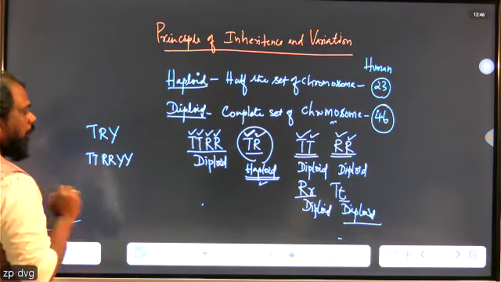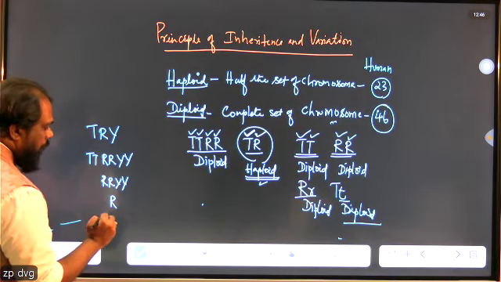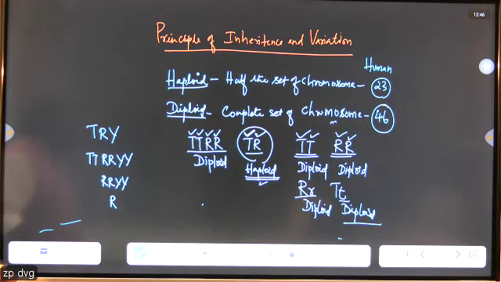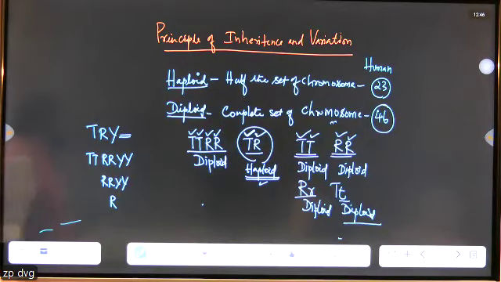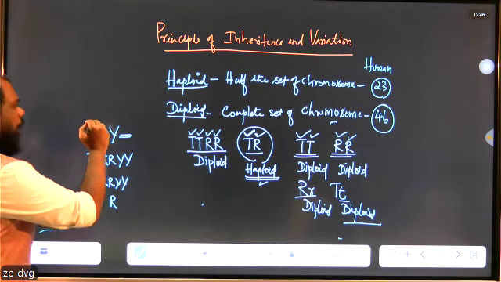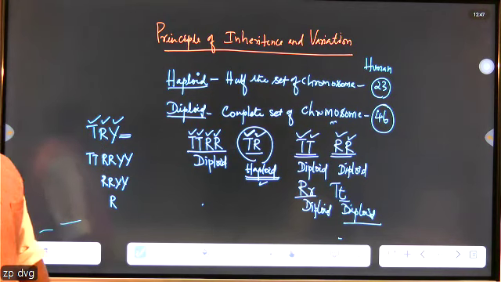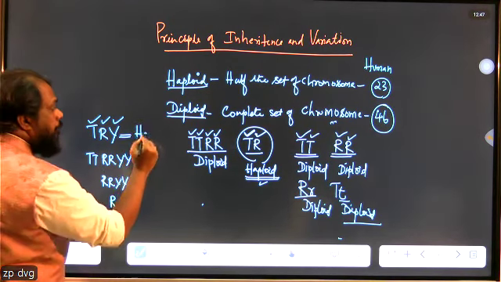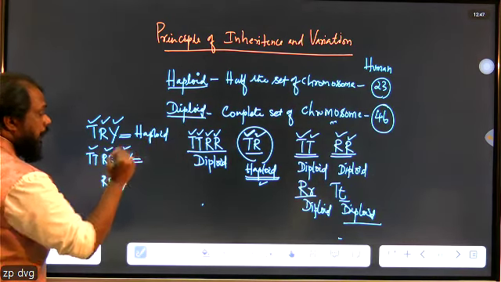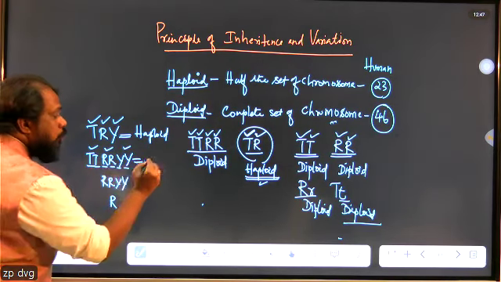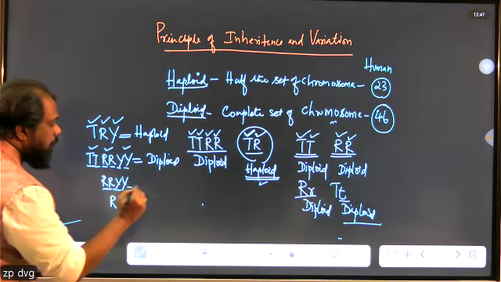Okay. Now tell me, capital T, capital R, capital Y, capital T, capital T, capital R, capital R, capital Y, capital Y. Now remember, the question comes: identify whether it's diploid or haploid. Can you tell me this is diploid or haploid? Correct. This is haploid. Why? Because you can see three different alleles are there and all three are represented only once. So this is considered to be what? Haploid. Now look at this. Three different alleles are there, but each is represented twice. So this is considered to be what? Diploid.